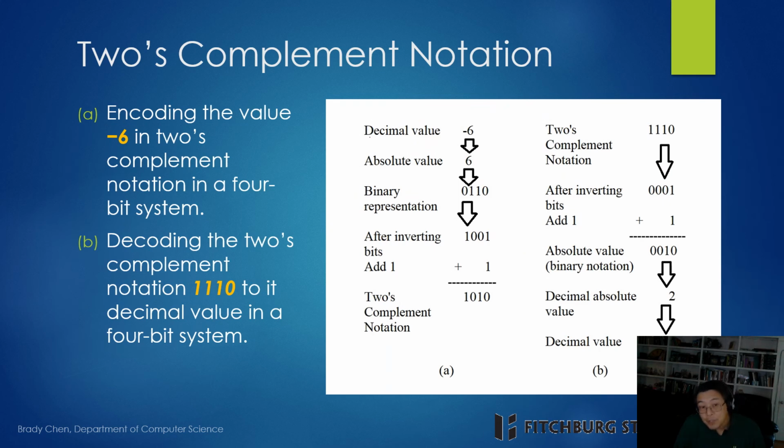Now here are two simpler examples. Both examples use the 4-bit system. The first example is to encode the value -6 in two's complement notation in the 4-bit system. And the second example is to decode two's complement notation 1110 to its decimal value in 4-bit. Okay, so in both cases it's only 4-bit, so it's much simpler.